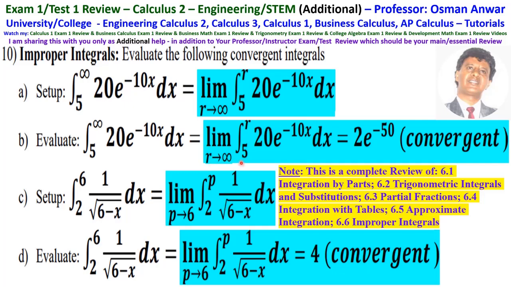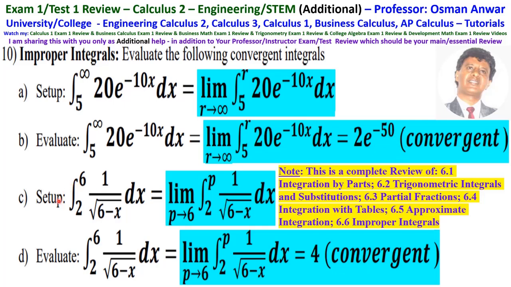Then when you evaluate that, that is going to be minus 2 e to the minus 10r plus 2 e to the minus 50. Then when r goes to infinity, the first term will drop to 0. Then this is 2 e to the minus 50, which is convergent.